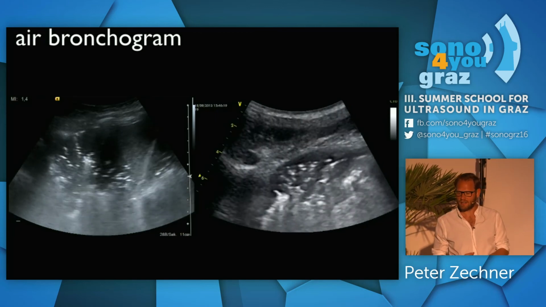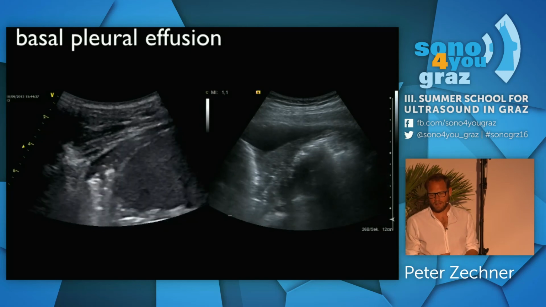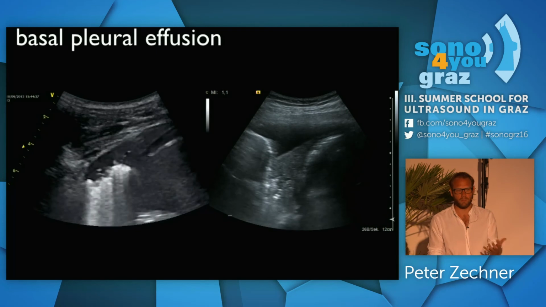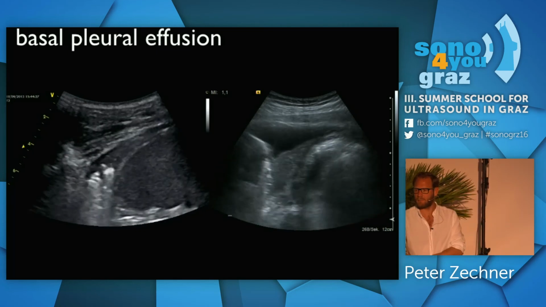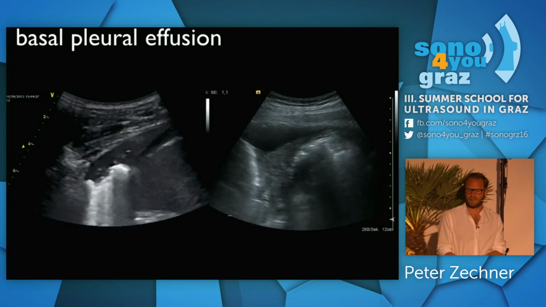Okay? You see that? And what we do also often find is a small pleural effusion in patients with pneumonia. This is not unlikely because of the inflammation. We often get small effusions in these patients.